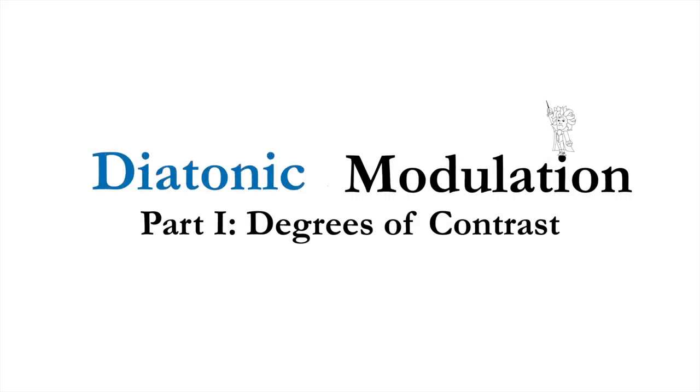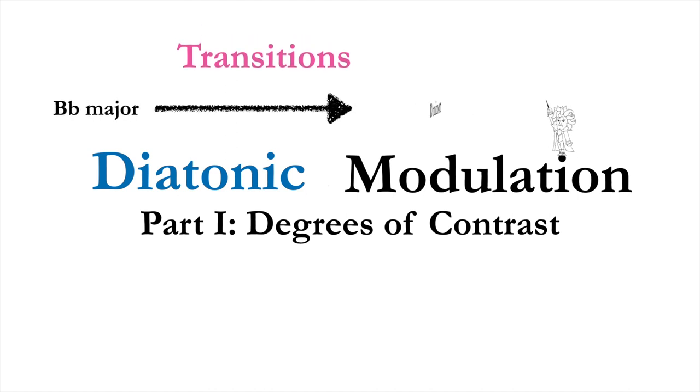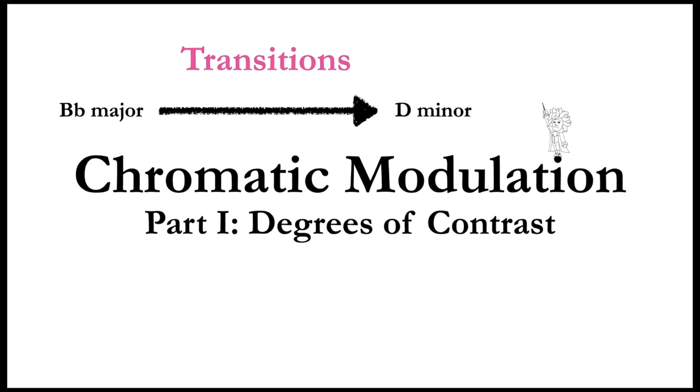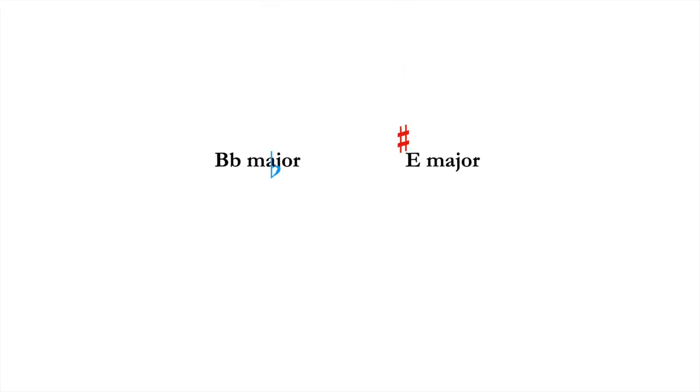In our lessons on diatonic modulation, we explained how modulation is really about transitions, how to get smoothly from one key to another. Chromatic modulation is very similar. It's easy to modulate with a big bump. The problem is getting to the new key gradually. Chromatic modulation is defined as modulation to keys that are not closely related.